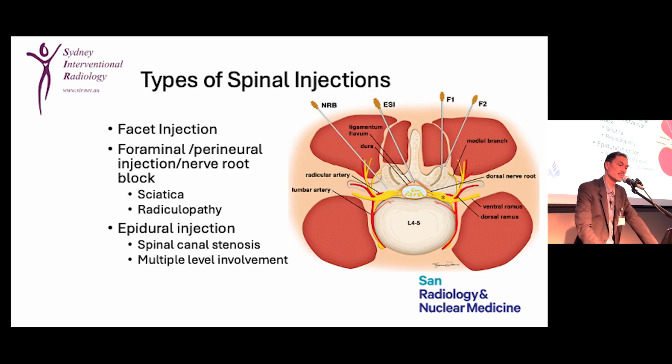So the three types of spinal injections that we perform are facet injections, the nerve root, and the epidurals. Note that we often use the term foraminal or perineurals and nerve blocks a little bit interchangeably. And these are useful for the treatment of sciatica and for vertebroplasty. The epidurals are generally performed at the lumbar levels for canal stenosis and if there's multiple levels that are involved.